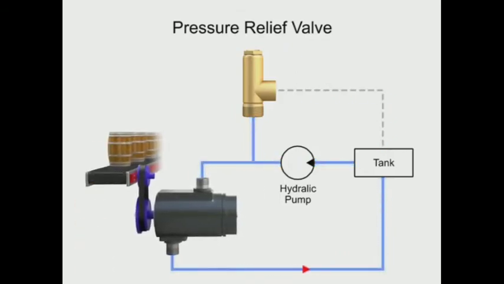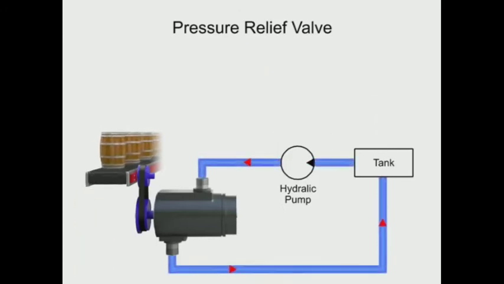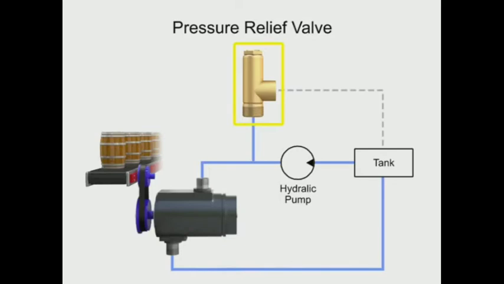This protects expensive machinery such as motors, pumps, and actuators from becoming damaged from high pressure. Without a relief valve, pressure can continue to grow until another component fails and pressure is released. Pressure relief valves fall into two categories: direct acting or pilot operated.